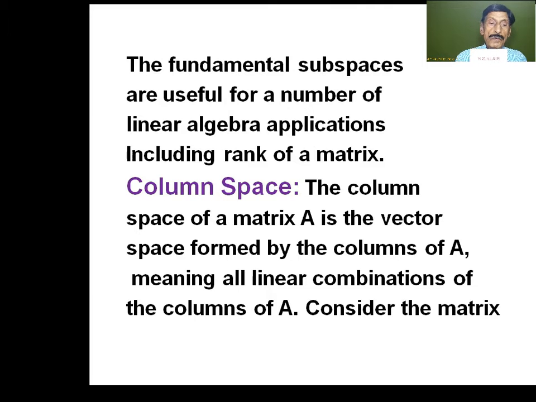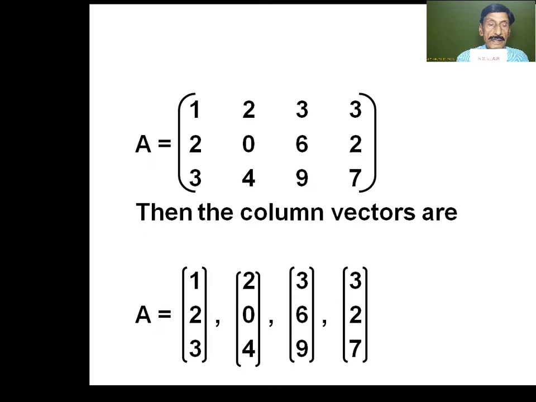Column space. The column space of a matrix A is the vector space formed by the columns of A, meaning all linear combinations of the columns of A. Consider the matrix. Here A is the matrix and there are 4 columns. Then the column vectors are. Now please note that the third column can be obtained from the first by multiplying by 3, and the fourth column can be obtained by adding the first and second columns.